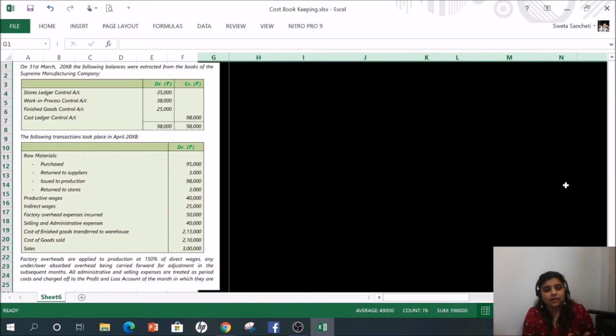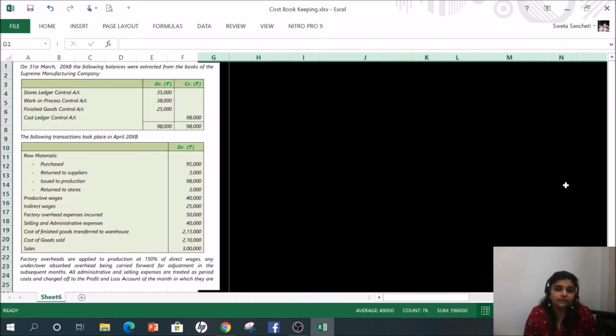उसके और भी नाम है जैसे nominal ledger control account. All these, whatever name you have not learnt, that is nothing but your general ledger adjustment account. हर question में उसको different name से बोला जाएगा. The following transactions took place in April 2018.